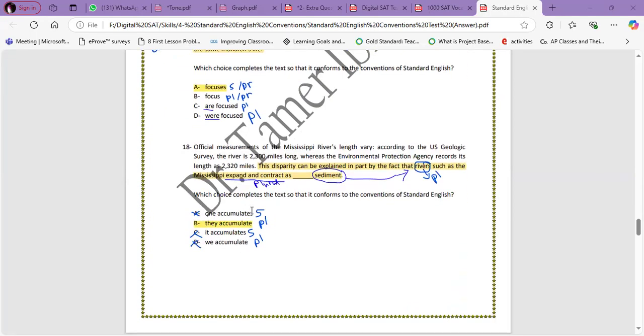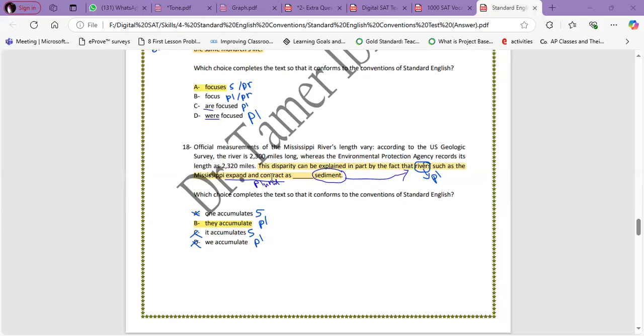One accumulates. Here we have pronoun-antecedent agreement and subject-verb agreement. One singular, accumulates singular. They plural, accumulate plural. It singular, accumulates singular. We plural, accumulate plural. If you look here, we have two singular and two plural. So I can solve it this way because I have two, half. So I'm going to go to the context to find the part that is singular or plural.